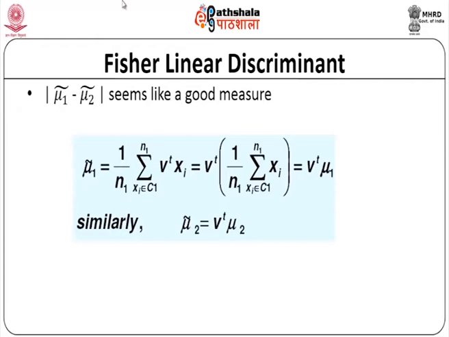So, the mean mu1 is equal to 1 by n1 sum over xi belonging to C1 of v transpose xi. Please note this is the mu of the projected points. This is nothing but v transpose times the mean of the original points, so that is v transpose mu1. Mu1 is the mean of the original points and the mu1 projection is the mean of the projected points. Similarly, you can find it for the second class and you will get v transpose mu2. So, now you have mu1 projection and mu2 projection.